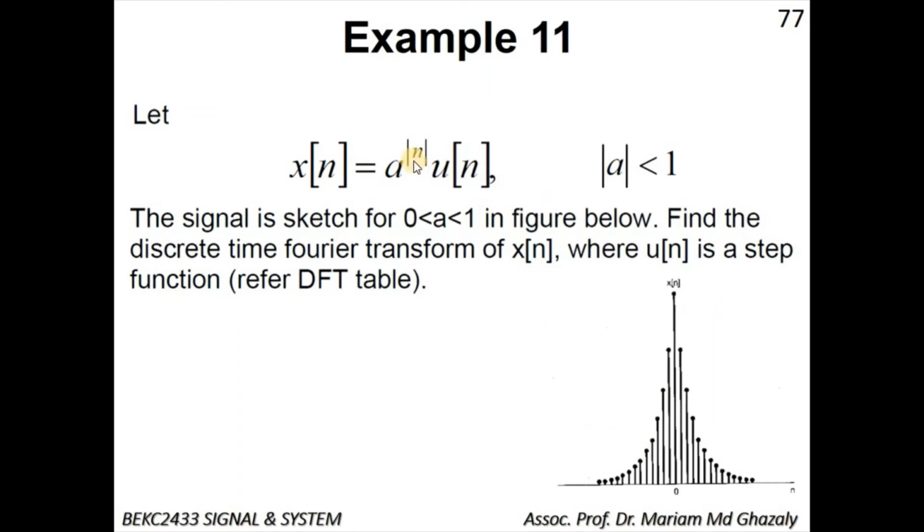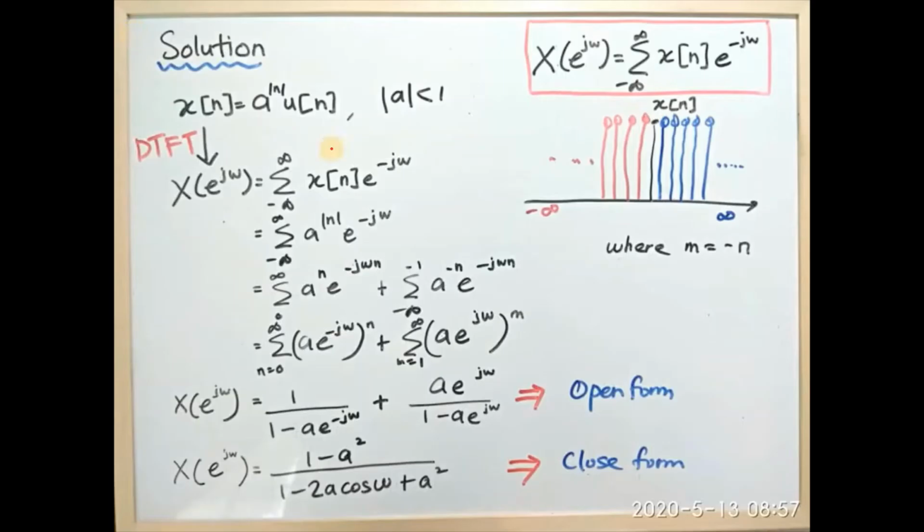So we are going to look at another example. Let's say that you have the signal given by x[n] equal to a^|n| u[n]. Here u[n] is the step input signal. Find the discrete time Fourier transform of x[n].